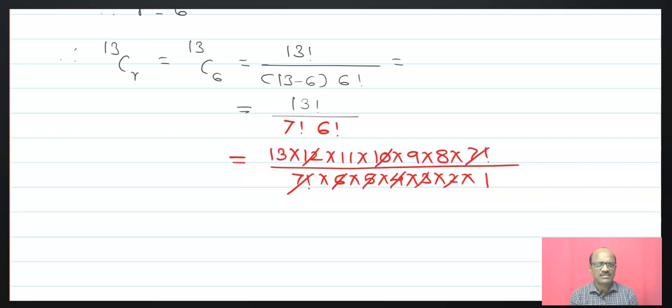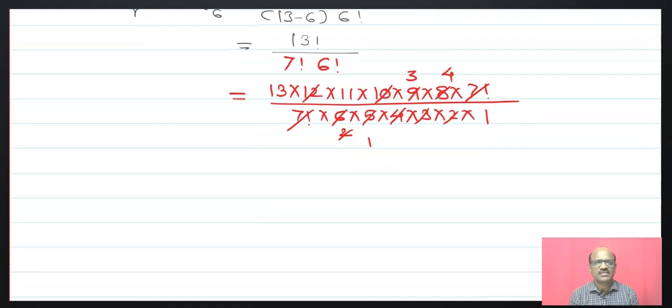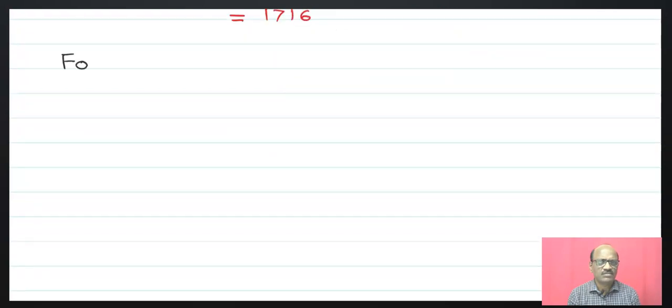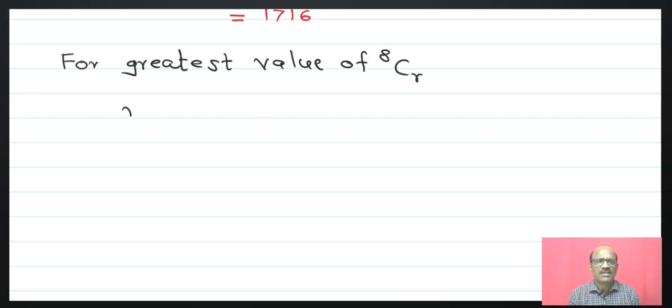Therefore, you can perform the calculations, which is the easier one. Therefore, 13 into 11 into 3 into 4, that is 1716. Now for the greatest value of 8CR, r is equals to n upon 2. Now here n is even, therefore no problem. r is equals to 4.